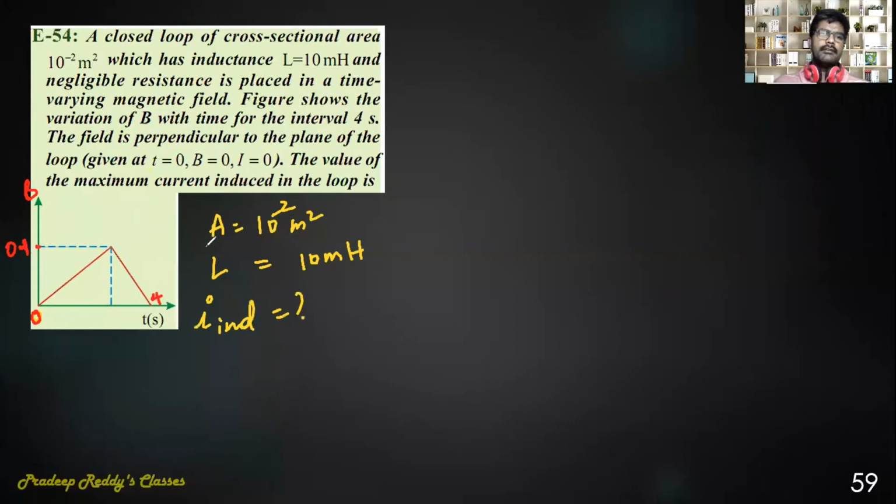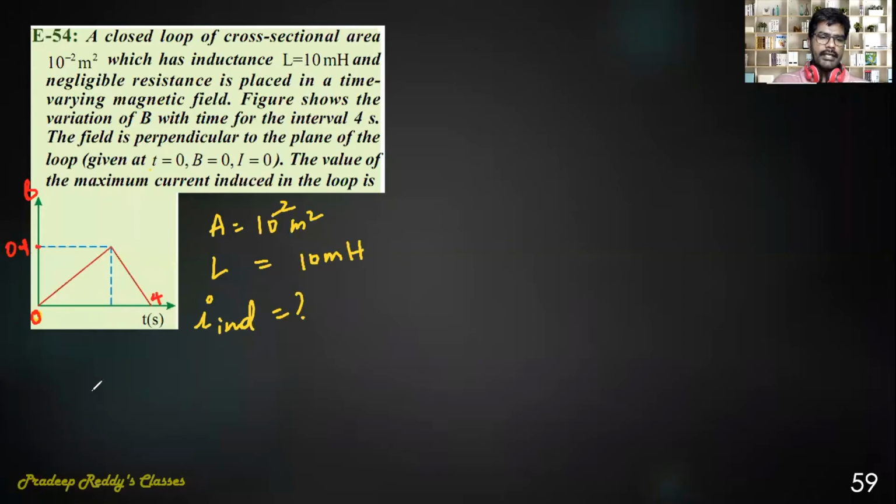as we know, whenever the coil is rotated in an external magnetic field, it will produce some EMF. But here we are not changing the orientation of the loop. We are changing the magnetic field. The magnetic field is undergoing change. B is the magnetic field on the y-axis, time is along the x-axis, and the variation of magnetic field with respect to time is given to you. I want to calculate the induced current.